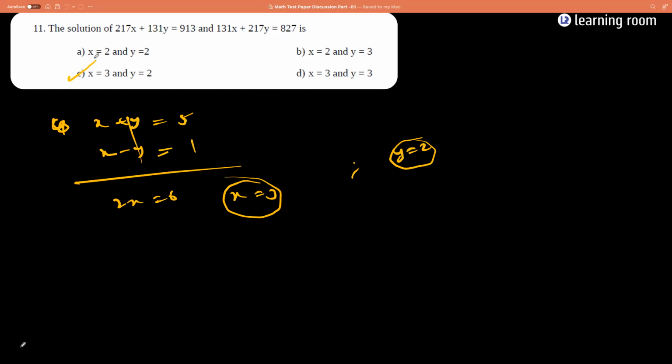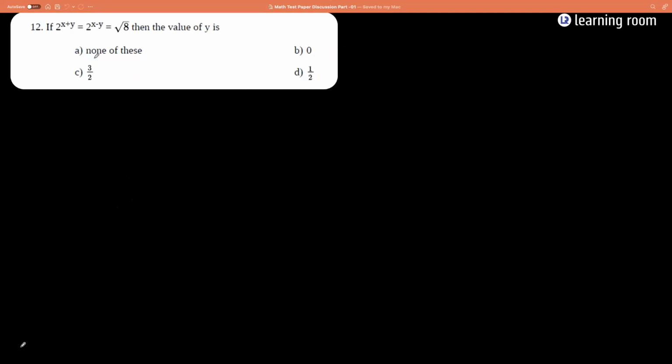So option C, 11th one, correct. So 2 power x plus y is equal to 2 power x minus y is equal to root 8. So x plus y is equal to 3 by 2 and x minus y is equal to 3 by 2. Am I right?